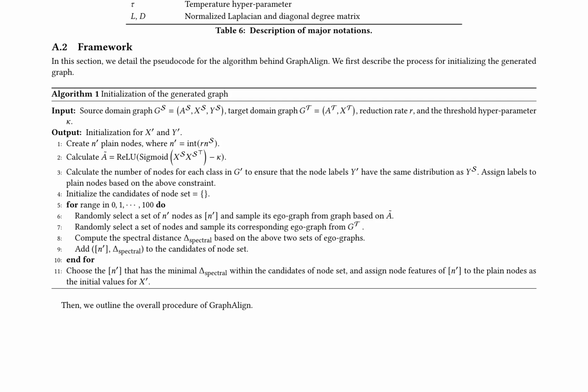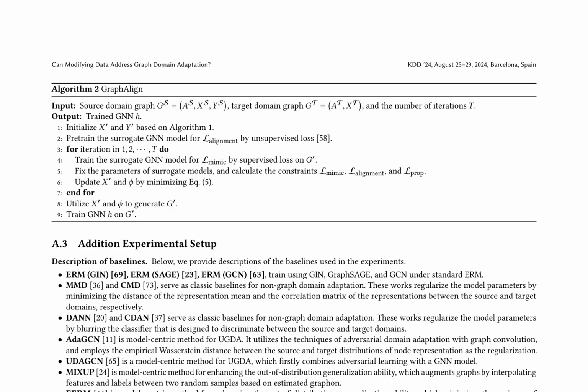Throughout the paper, the authors highlight the importance of addressing graph domain adaptation and the potential benefits of modifying data to achieve this goal. They demonstrate the novelty of their approach, GraphAlign, and provide a comprehensive framework for aligning graphs in different domains. The proposed GraphAlign algorithm addresses the problem of graph domain adaptation by modifying the source graph to align with the target graph. The algorithm consists of two main components: 1. Initialization of the modified graph, and 2. Training of the graph neural network (GNN) model.